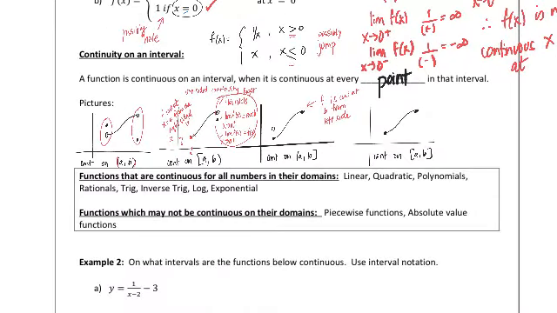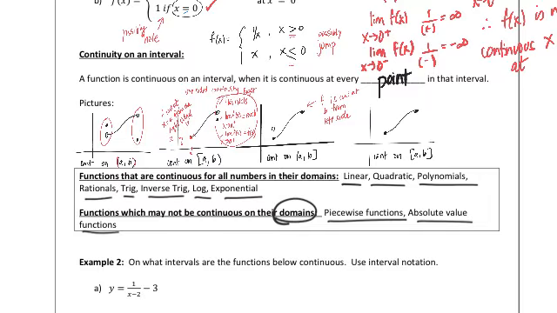So now, functions that are continuous for all numbers in their domains, we know a lot of them: linear, quadratic, polynomials, rational, trig, inverse trig, log, and exponential. Functions which may not be continuous on their domains are piecewise functions and absolute value functions, right? So recognize, clearly, for example, the rational functions which have holes and asymptotes, or the trig functions which have lots of asymptotes, those are not continuous everywhere. They're just continuous for the numbers in their domain, right?